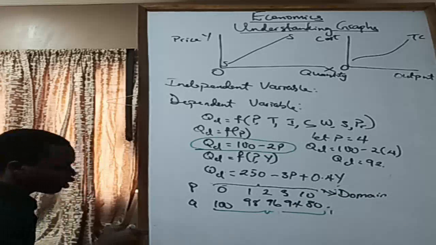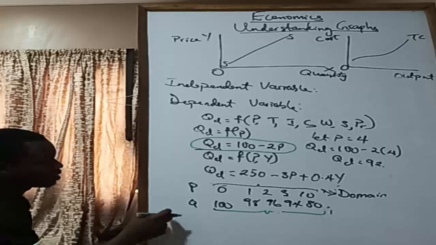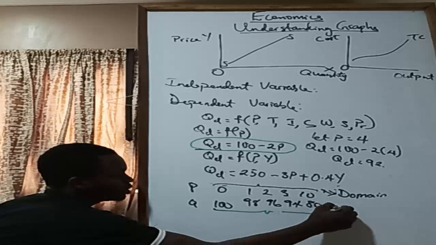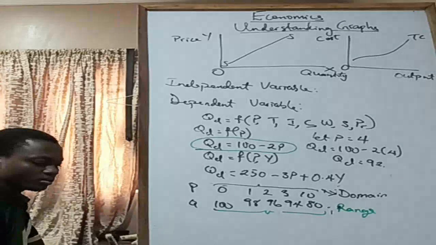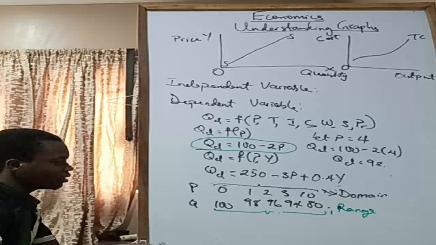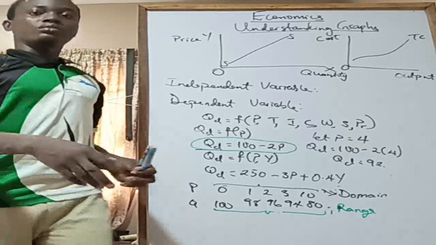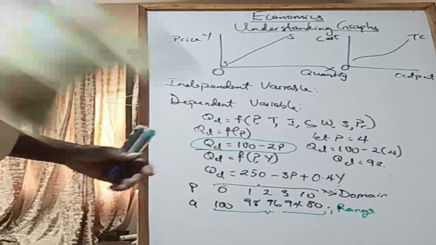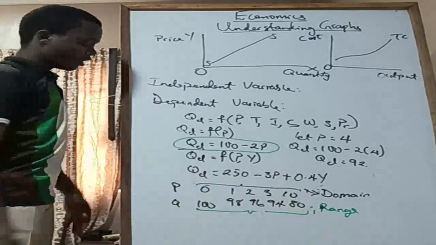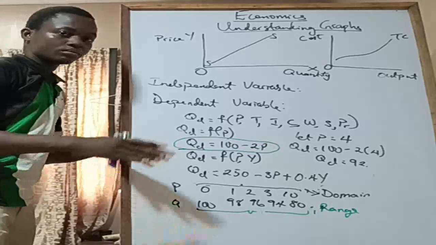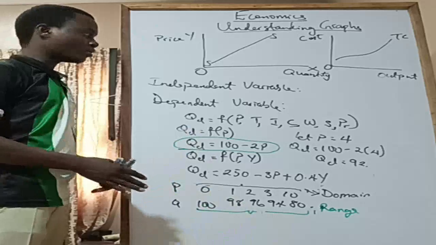And then all the values that the dependent variable is taking is called the range. So all the values that the independent variable is taking, they are called the domain, and the corresponding values of the dependent variable, they are called the range. So in case you see something like this in an objective question.